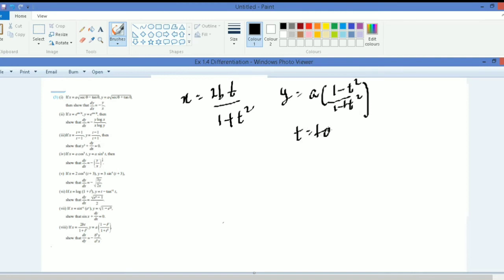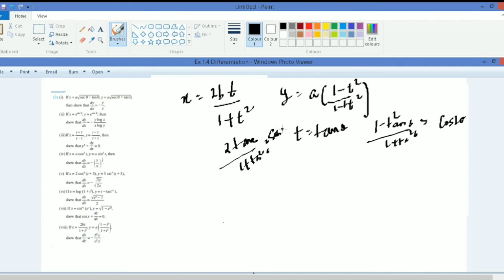So if you take t as tan theta, you will get 1 minus tan square theta upon 1 plus tan square theta, which will be equal to cos 2 theta. Also here, 2 tan theta upon 1 plus tan square theta is equal to sine 2 theta. These two things you have to remember, sine 2 theta, cos 2 theta. We will substitute here. x will become 2b sine 2 theta, whereas y will become a into cos 2 theta.